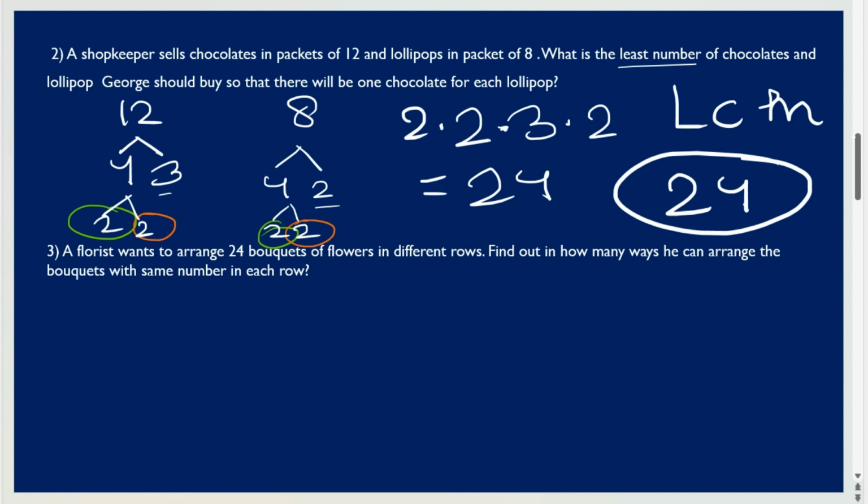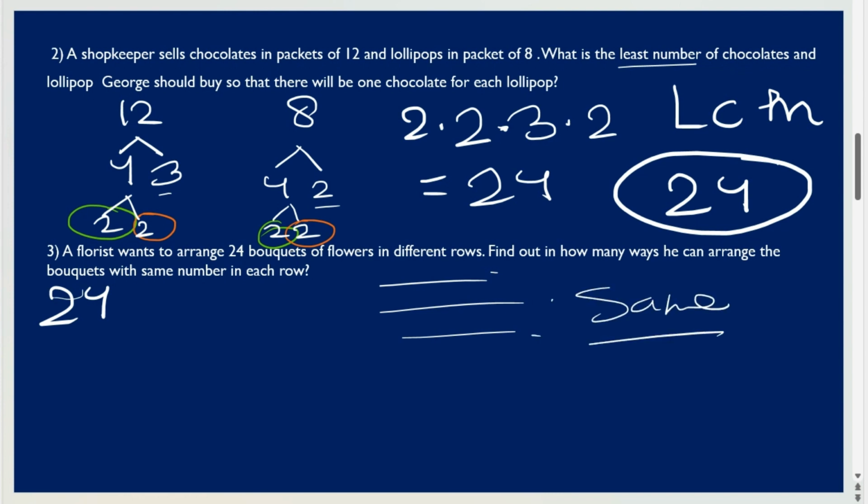Okay, number 3. A florist wants to arrange 24 bouquets of flowers in different rows. Okay, so right now, first sentence says there are 24 bouquets of flowers. Find out in how many ways he can arrange the bouquets with the same number in each row. So he's just saying they want to make rows, and each row should have the same number of bouquets.